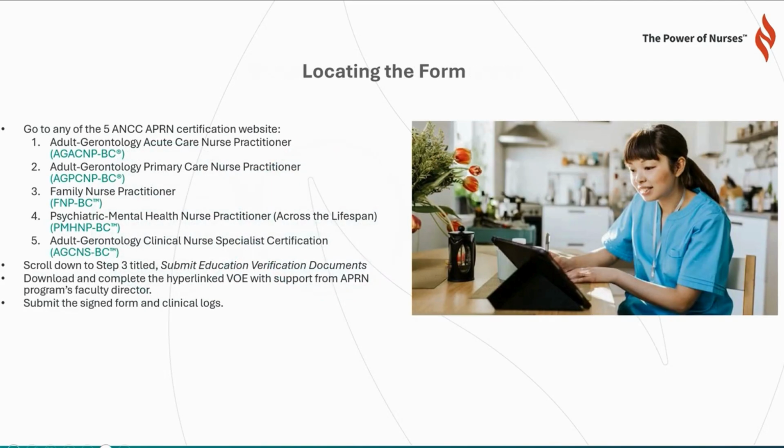So where do you find the validation of education form? This can be found at nursingworld.org on any of the 5 APRN certification website tabs. We have 5 certification exams available for nurse practitioners and clinical nurse specialists. These include adult gerontology acute care, adult gerontology primary care, family nurse practitioner, psychiatric mental health nurse practitioner, and adult gerontology clinical nurse specialist. Please scroll down to step 3, titled Submit Education Verification Documents.